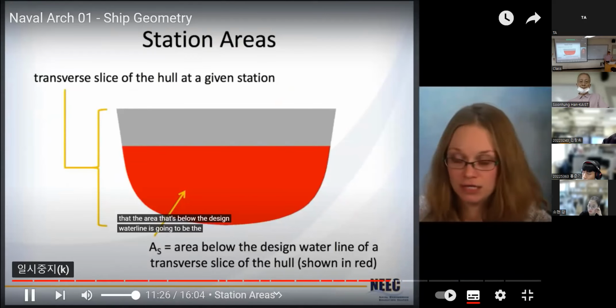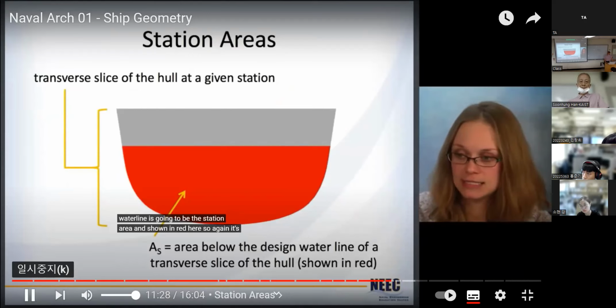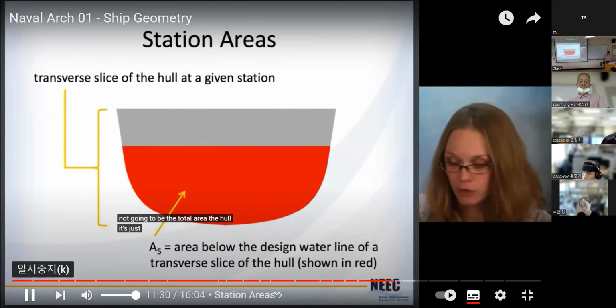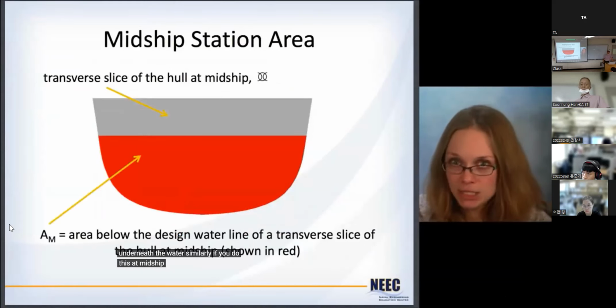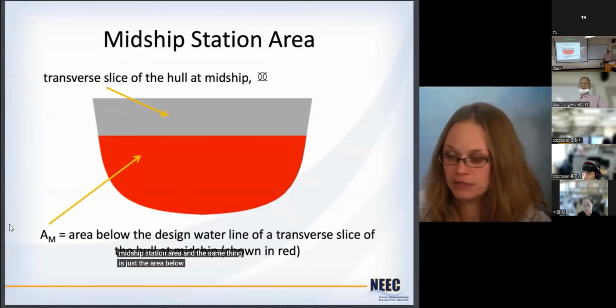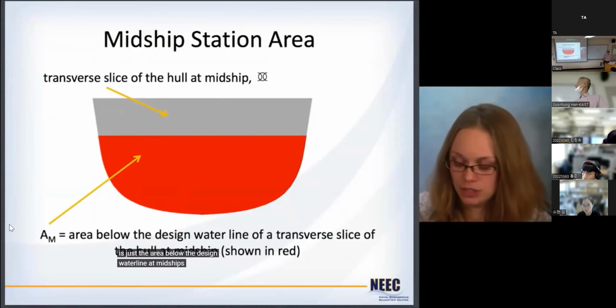The design waterline is going to be the station area, and it's shown in red here. So again, it's not going to be the total area of the hull, it's just what corresponds to being underneath the water. Similarly, if you do this at midships, then you get the midship station area. And the same thing, it's just the area below the design waterline at midships.